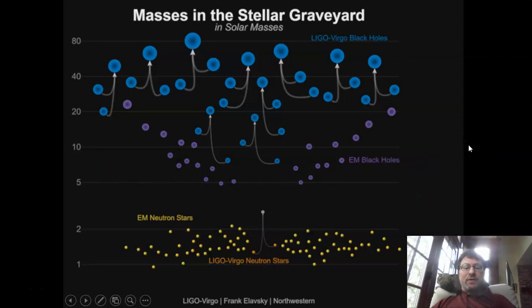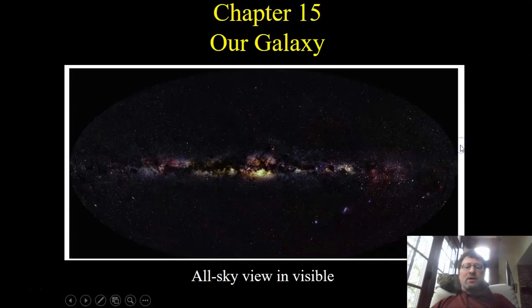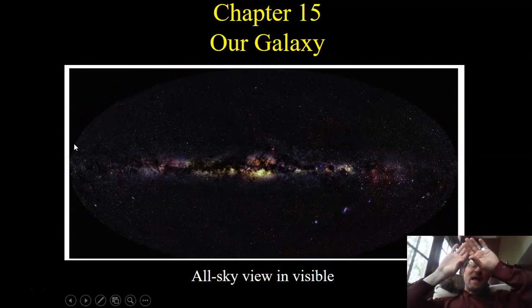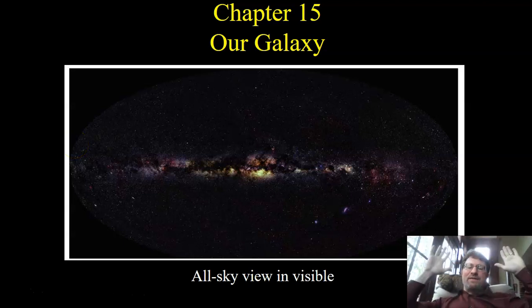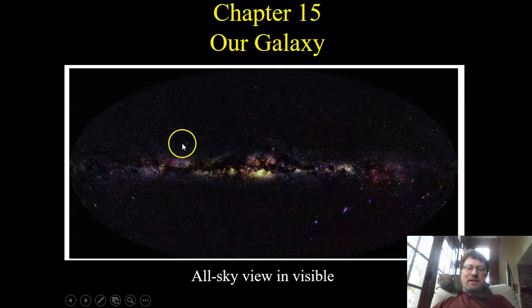All right, so that's it for chapter 14. We're now going to move on to chapter 15, talk about our galaxy. And what we're starting out with here is an all-sky view of our galaxy in the visible. So if you look carefully, you'll see that there's an oval here. And that oval is the edge of our picture. But the entire sky has been imaged and then flattened out and placed inside of this oval.